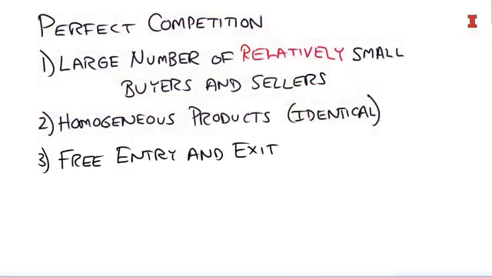Third, free entry and exit. Now, we don't mean here that it's costless. If you want to enter the industry, you're still going to have to buy a plant, you're going to construct a factory or something like that. What we mean by free is that there's no restrictions against entry. If you want to come in, you can come in. Most industries are like that, but some aren't.